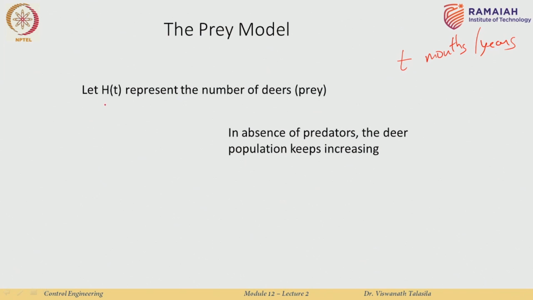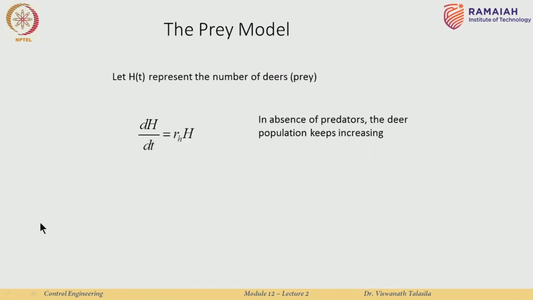If h of t is the number of deers, in the absence of predators, we are going to make an assumption that the deer population keeps on increasing, which is an assumption I am making in my modeling, and that essentially follows this particular equation, which basically says that the rate of change of the population of the deers as a function of time, with time being in months or years, is a positive rate of change, where r_H is greater than 0 and H is basically the population of the deers.